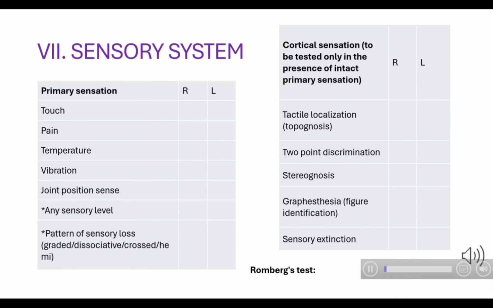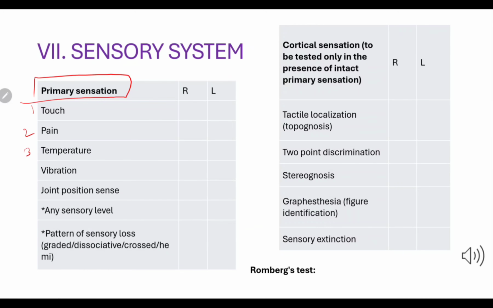Welcome to Pillar 7, that is the sensory system. We always test primary sensation first. This includes touch, pain, temperature, vibration, and joint position sense across the right and left sides. Your primary objective here is to determine if there is a distinct sensory level or a specific pattern of sensory loss, such as a dissociative loss or a hemi-loss. We will learn how to map these pathways to the spinothalamic tracts and dorsal columns later.